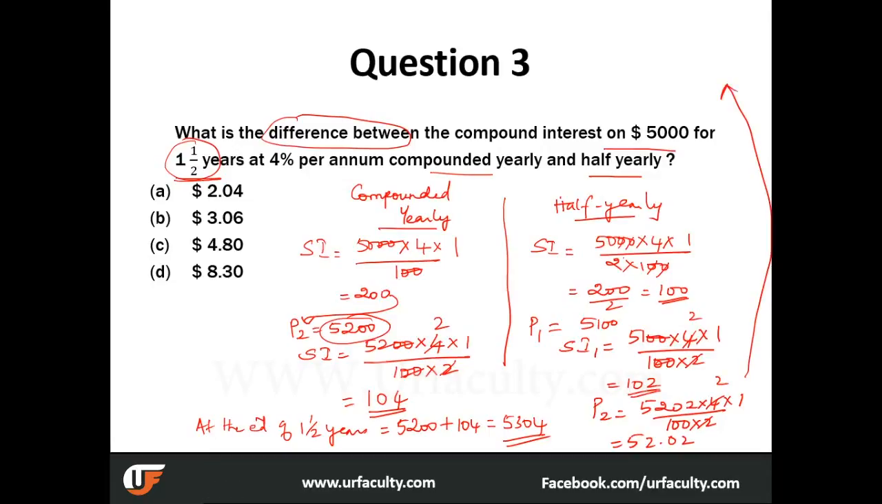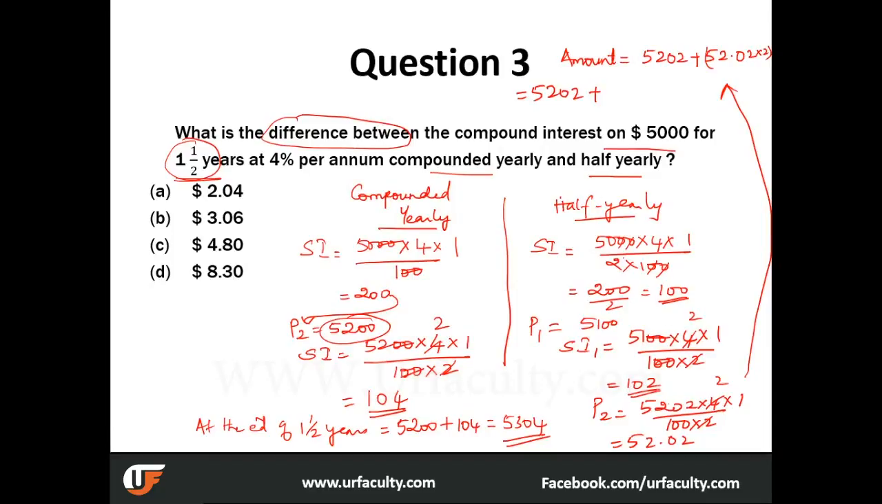So if you are, I'm just doing it over here. So what is the amount that you get at the end of 1.5 year if it is compounded half yearly? Your principal was 5,202 plus 52.02. I'm sorry, it's 52.02 into 2. So it's into 2. So which is equal to what?